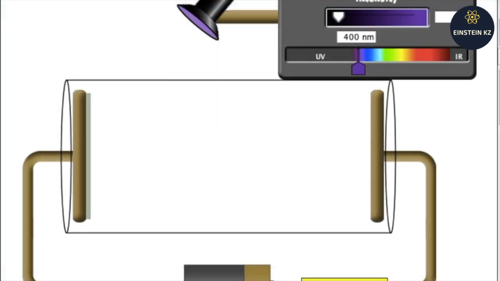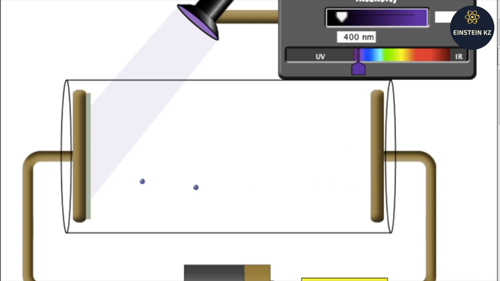Let me explain how the intensity affects the photoelectric effect. Here we have the control panel of intensity. We can increase the intensity from 0 to 100. Now let's see what happens. So now the light intensity is 4%, and as you see, we have about 3 electrons flying out of the surface.